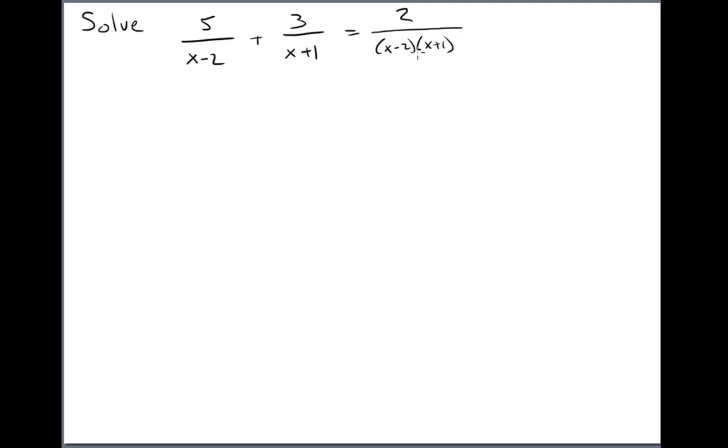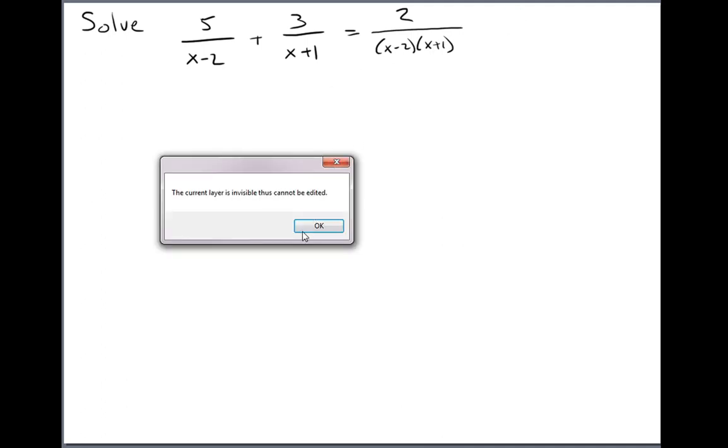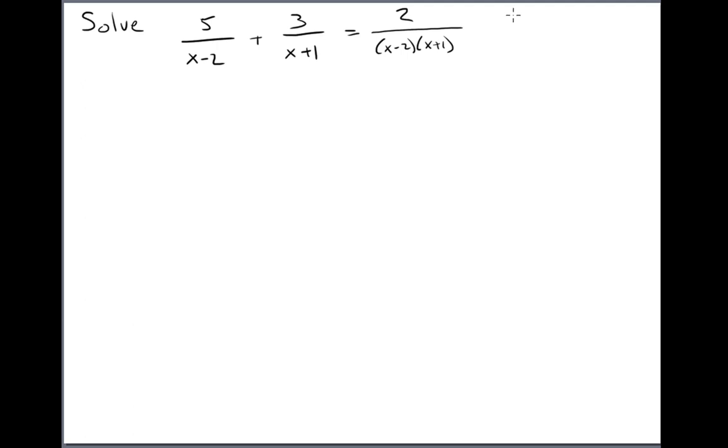First, let's note that x cannot be equal to 2, or this would be 0, and negative 1, or else this second term would be equal to 0. So those are our forbidden values, 2 and negative 1, because of this first denominator and the second denominator, which appear again over here. So that means that this right here, x minus 2 times x plus 1, is our least common denominator.